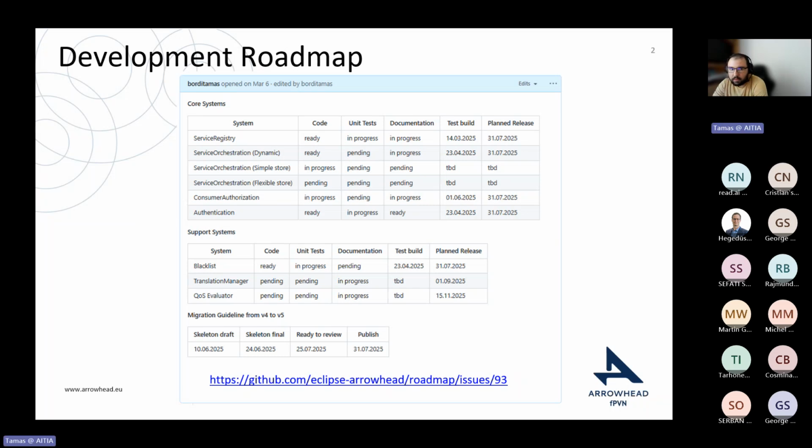And the most important thing is that the planned release date of version 5.0 is 31st of July. It will definitely contain the 4 core systems: the service registry, a service orchestration core system which supports the dynamic orchestration strategy. It will contain also the consumer authorization and the authentication core system, which is a completely new component. We haven't had such in the previous versions. I will get back to this a bit later.